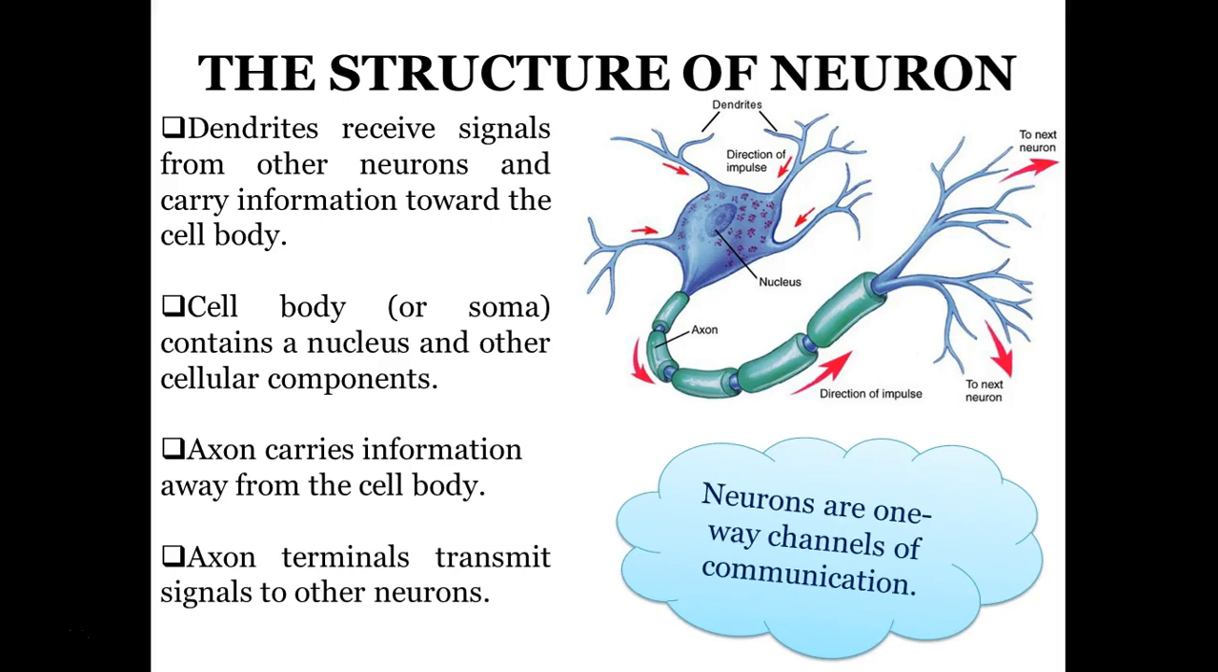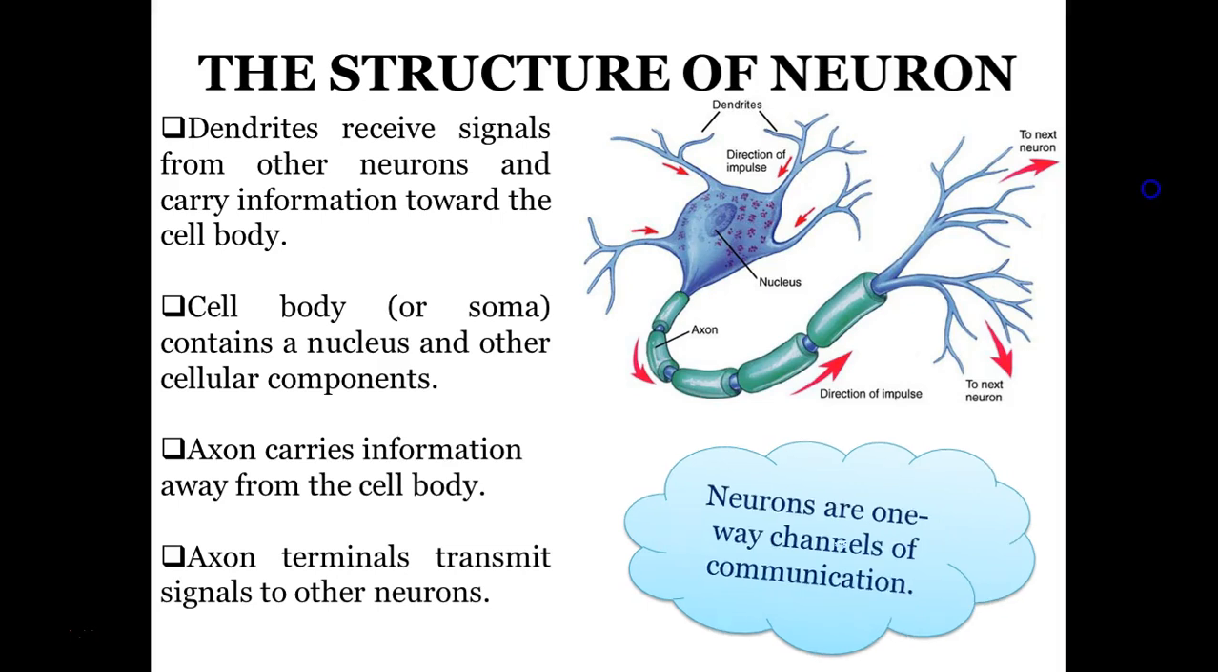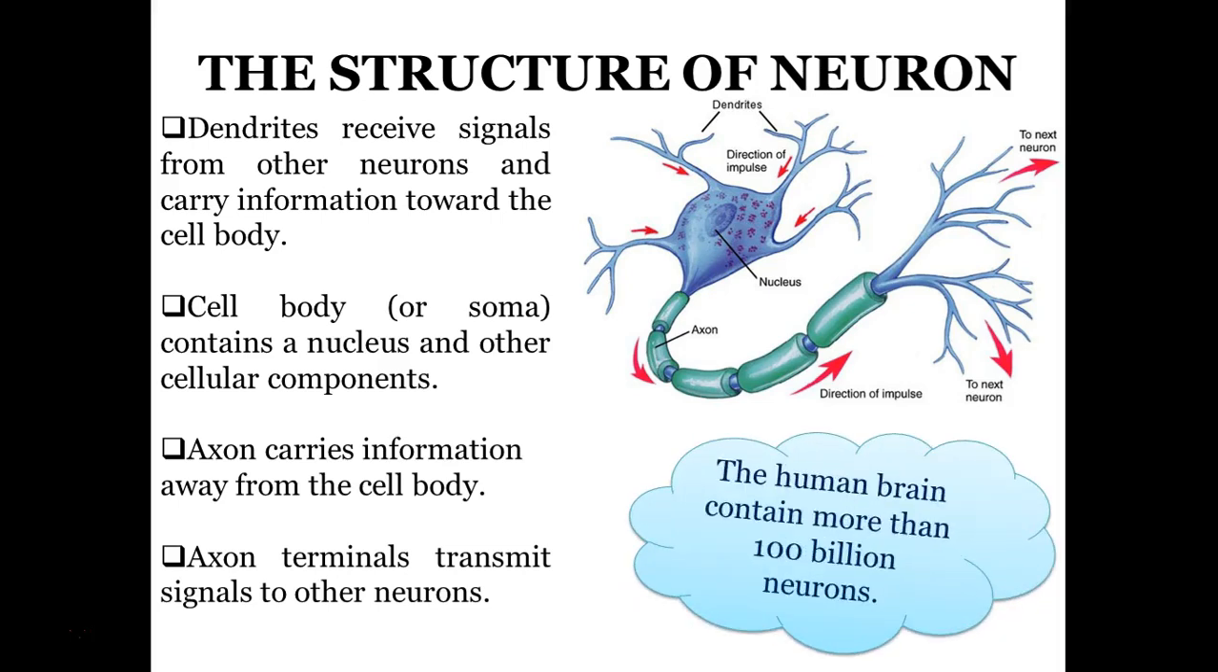There is one interesting fact that neurons are one-way channels of communication. They receive the information from dendrites and transmit it through axon. So it is a one-way channel. Okay. And also, the human brain contains more than 100 billion neurons.